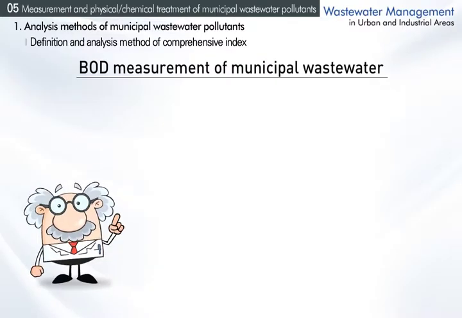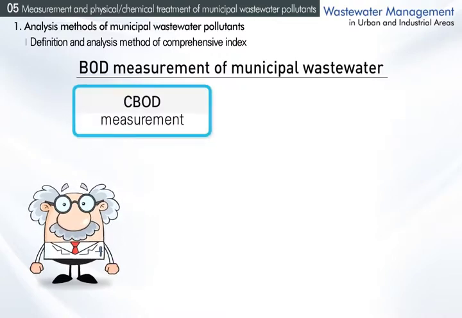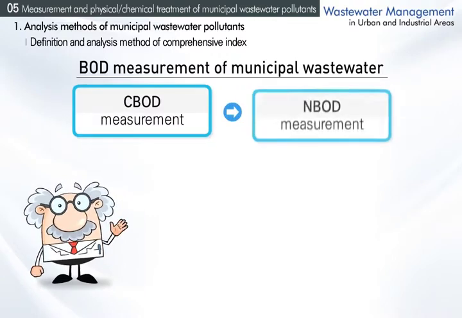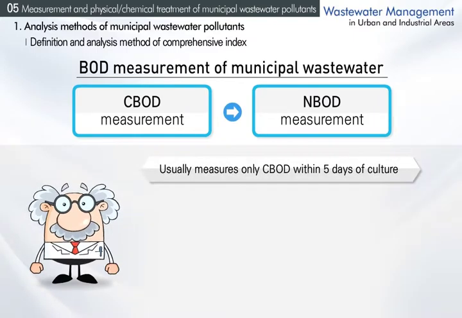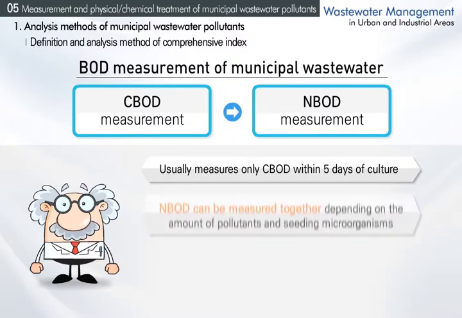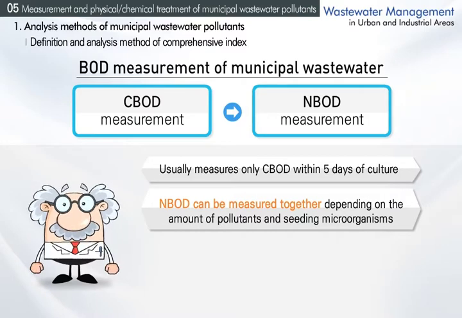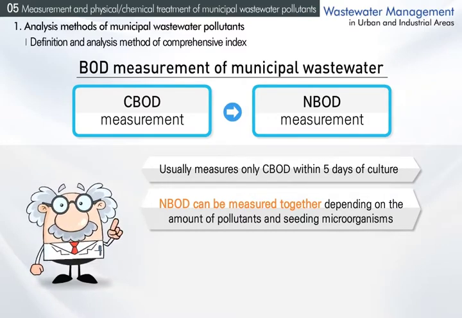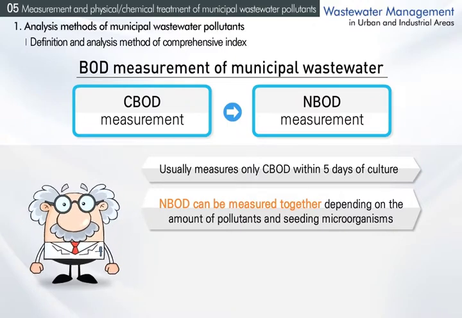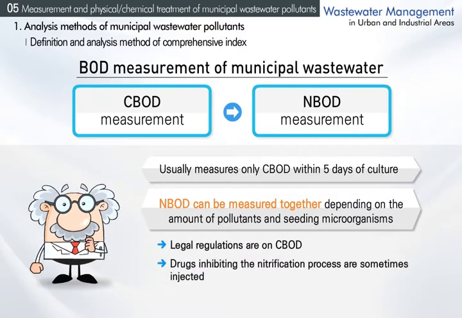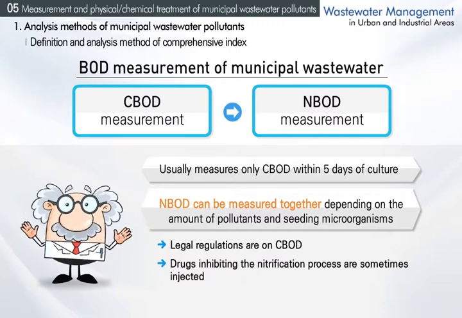Therefore, when measuring the BOD of municipal wastewater, CBOD is measured first, followed by NBOD. It is known that only CBOD is usually measured for 5 days or less of culture, but CBOD and NBOD can be measured at the same time for 5 days or less of culture, depending on the amount of pollutants in wastewater and the characteristics of seeding microorganisms. Legal regulations on general wastewater effluent are on CBOD, so drugs inhibiting the nitrification process are sometimes injected so as not to measure NBOD.